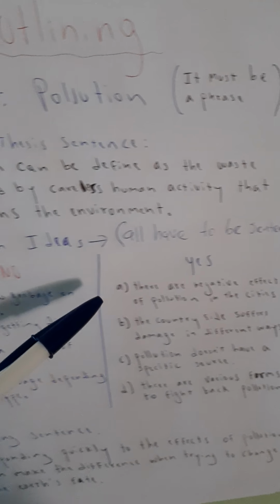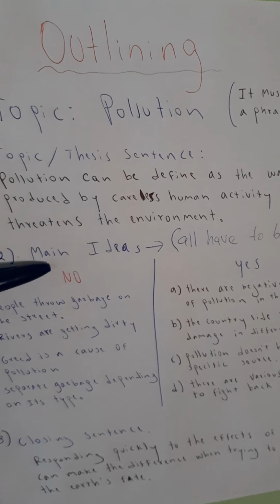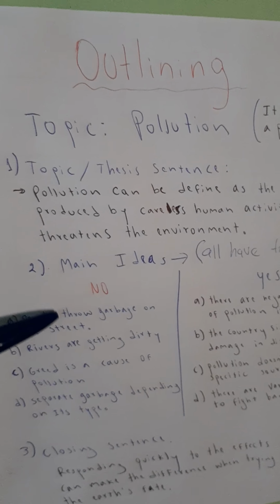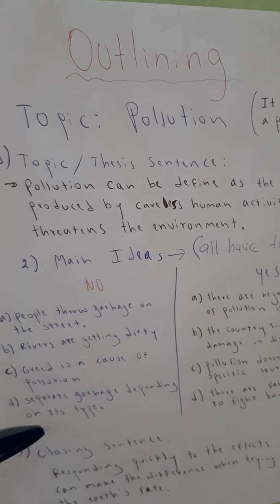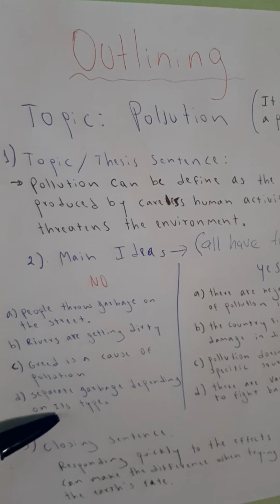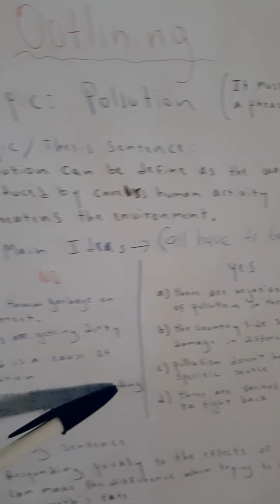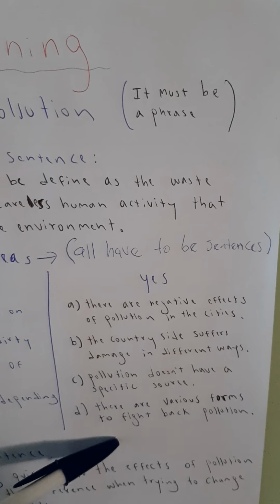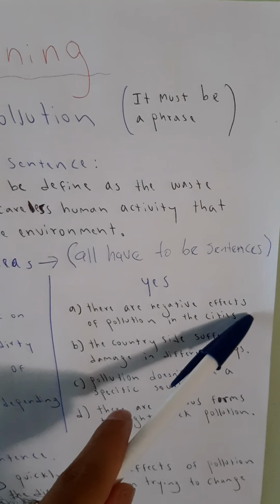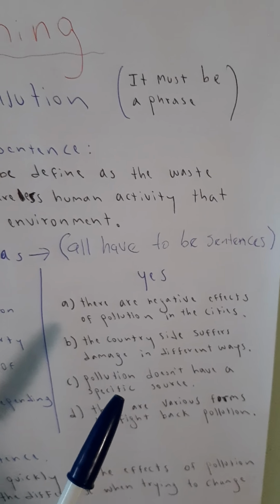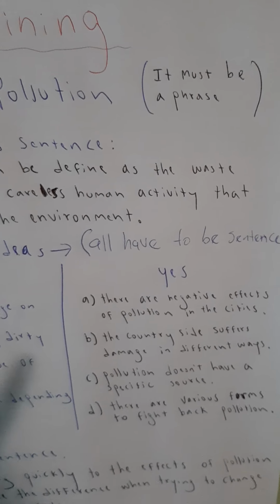So you see, main ideas have to be sentences, but also they don't have to be too specific, because if they are too specific, you don't have supporting details to add later. They have to be general, so in that way you can mention extra information about each of them. And that extra information is going to be your supporting details.